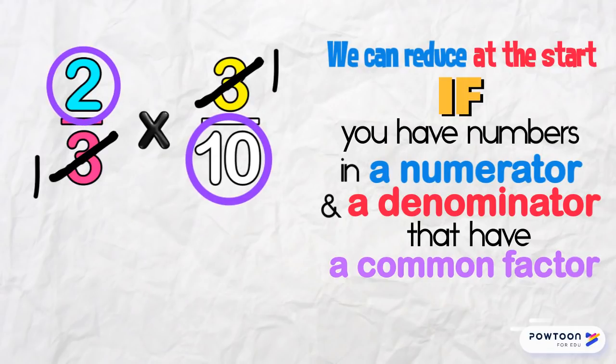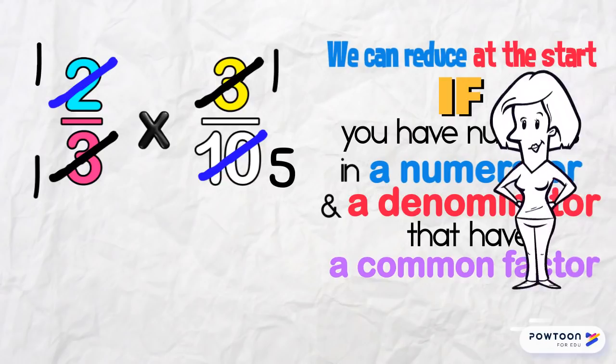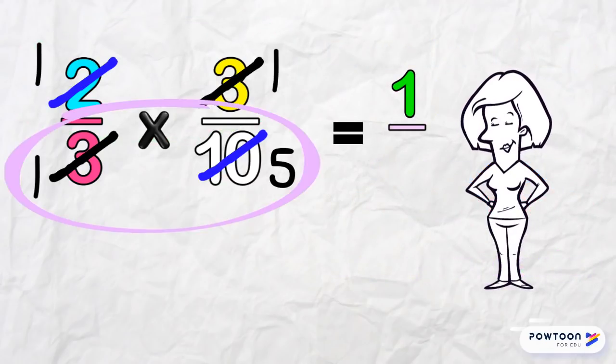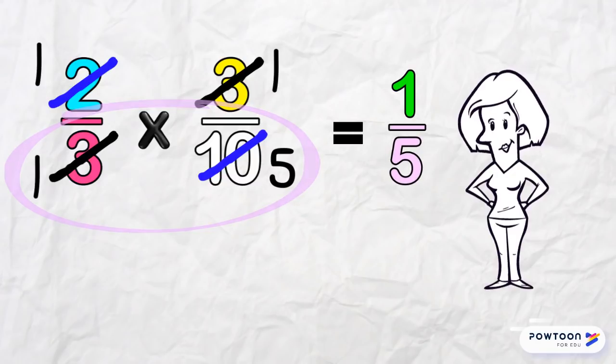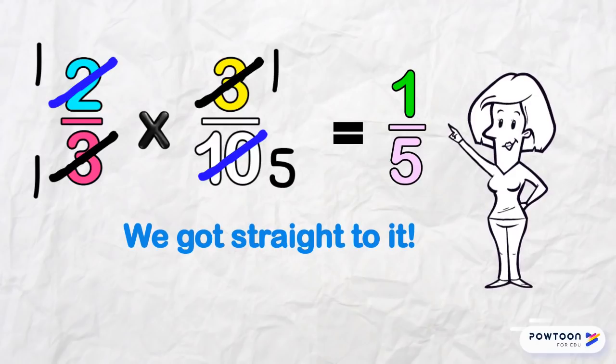2 and 10 are both even numbers. We can reduce these as well. Divide by 2. Here we get 1, and in 10 there's 5 2's. Nice. Top times top over bottom times bottom. 1 over 5. We got straight to it this time, quick and easy.